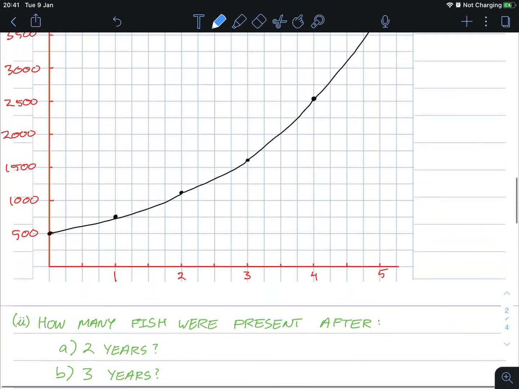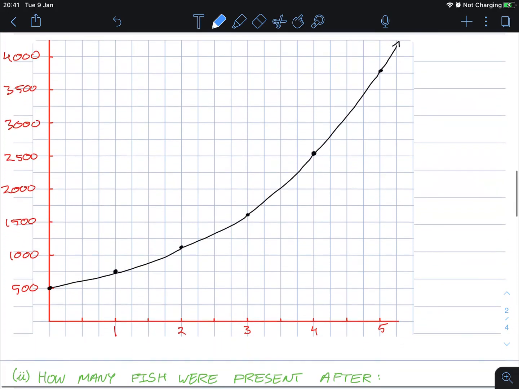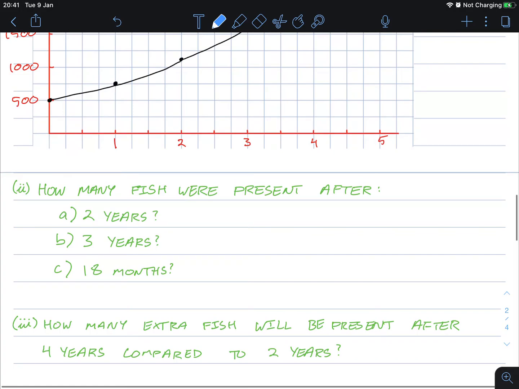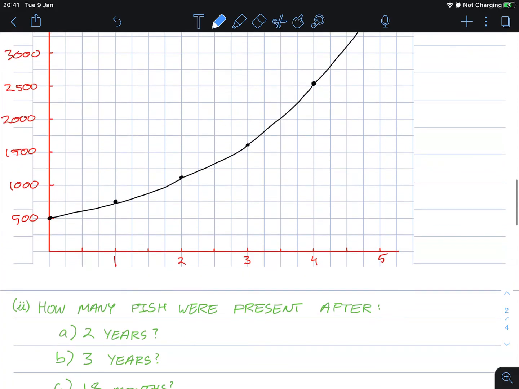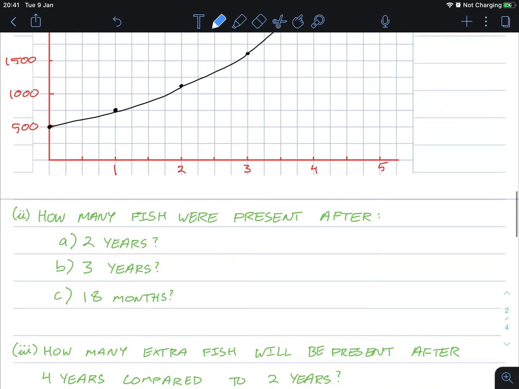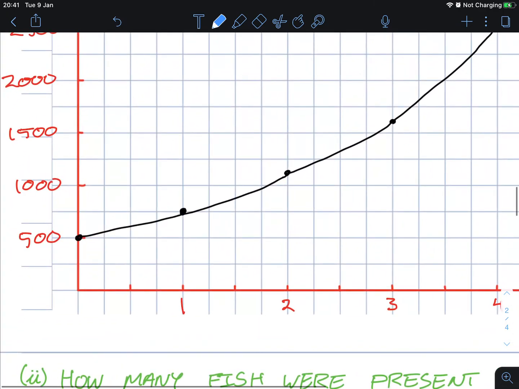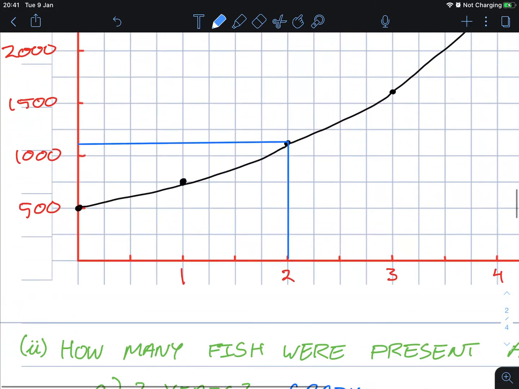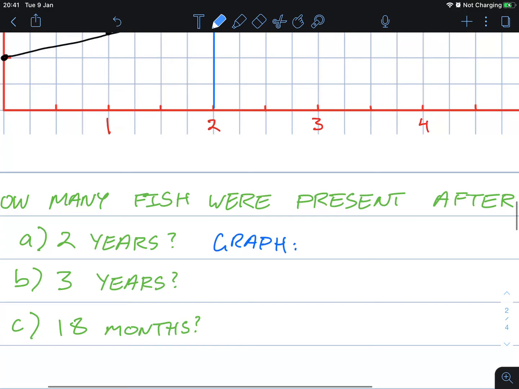So let's utilize this graph that we've got to model and predict the values that we have here. How many fish were present after 2 years? Well, from this, it's actually very simple. We can do it one of two ways. Okay, let's do this graphically. Using the graph, it's telling us it's about at this point here. Okay, and that point is about halfway between 1,000 and 1,250. Halfway between that is actually 1,125.